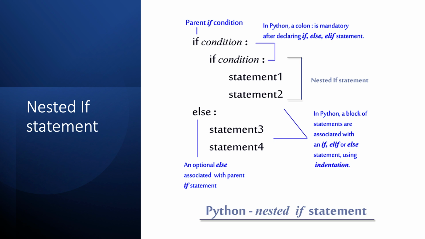We can also have an else clause associated with our if statements, and the else clause provides an alternative block of code that runs when the if condition evaluates to false. For the parent if statement, we can add else, colon, then statement 3 and 4. And this means if the initial if condition is false, the code block under the else will execute instead, so running statement 3 and 4.